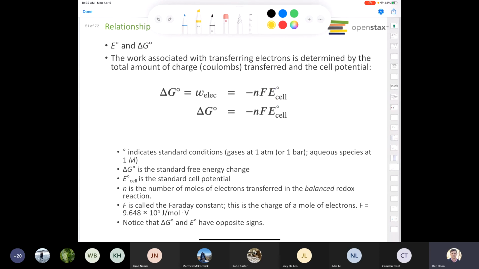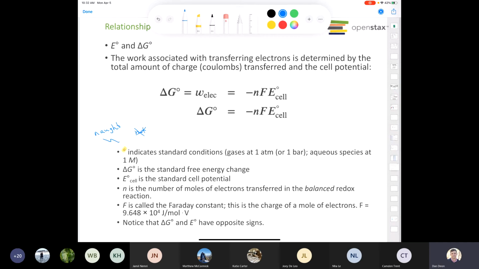You know what standard cell potential is, don't you? We've taken a look at that. But you're probably unsure, if you haven't read the book, as to what N and F are. So let's go over it here. Remember that this little symbol represents "not," N-A-U-G-H-T. Not indicates standard conditions. We've talked about those. For a gas, it's 1 atmosphere or 1 bar. If we have an aqueous solution, it's 1 molar. Delta G naught is the standard free energy change. Delta G values of formation listed in our appendix are at 298 Kelvin.